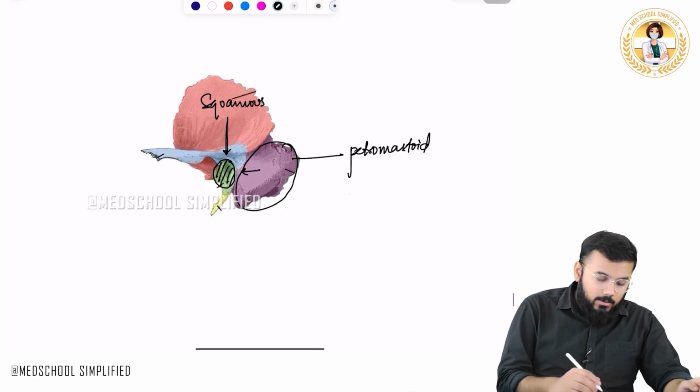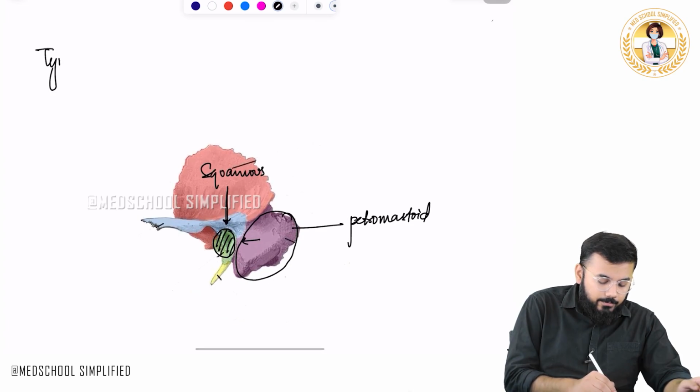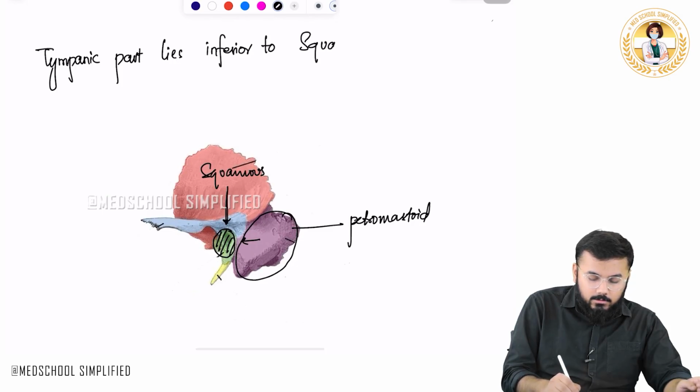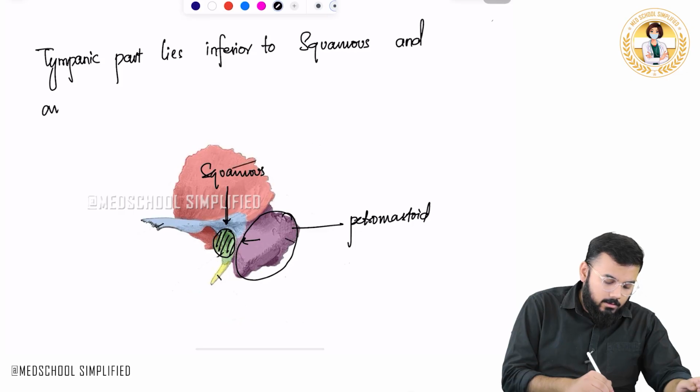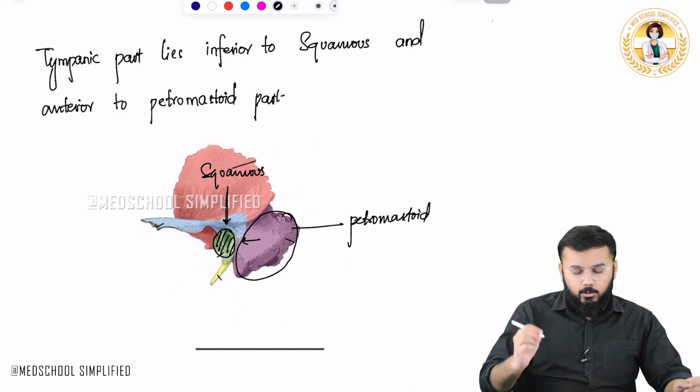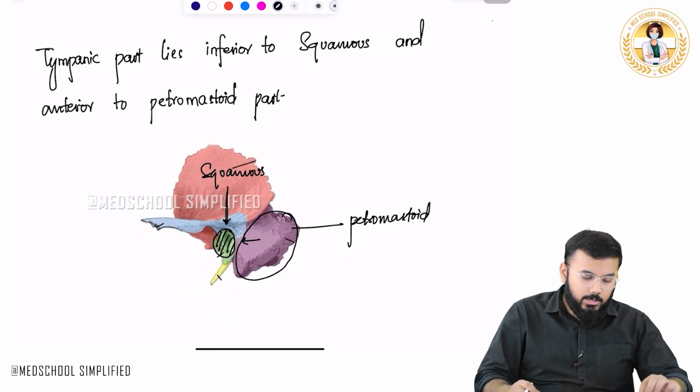So the tympanic part lies inferior to the squamous and anterior to the petromastoid part. Okay, so this is your tympanic part.